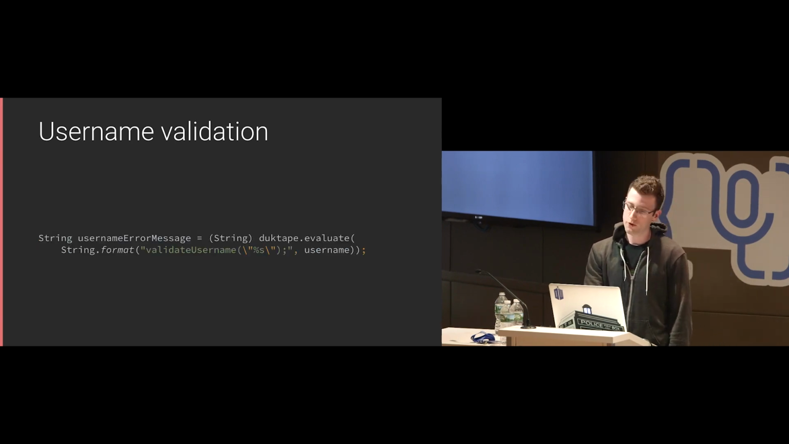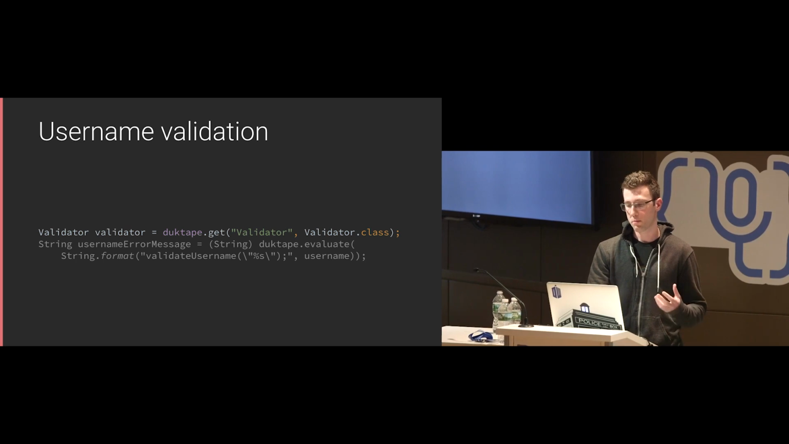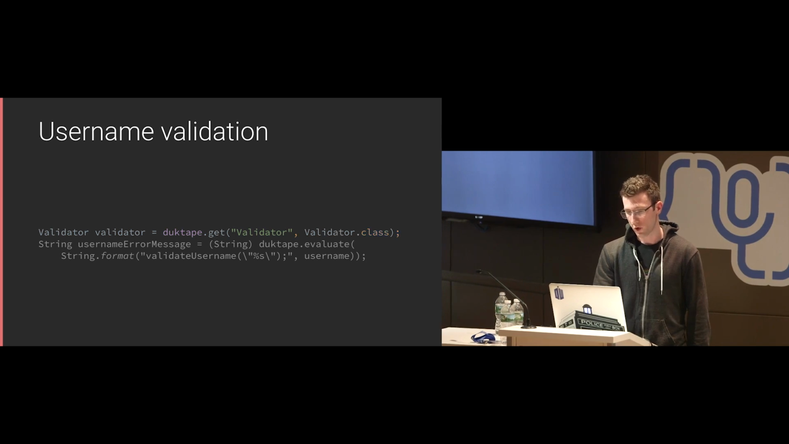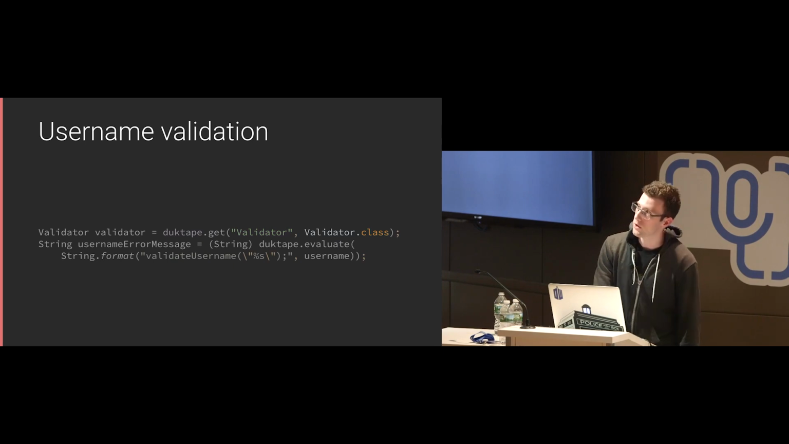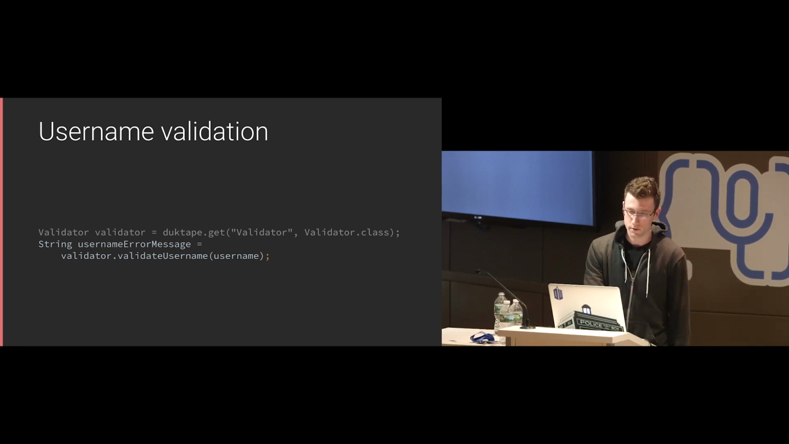So this is what our gross code looked like before. So we can get Duct Tape to create an instance of this validator for us, which will bind it to the JavaScript object that we defined earlier. So the first parameter is the string. This is the JavaScript object. And the second parameter is our interface that it's going to implement for us. And then we take this code, and then we replace it with a simple call to the validateUsername method. So this looks a lot better. It's type safe. It's just a lot cleaner to look at.